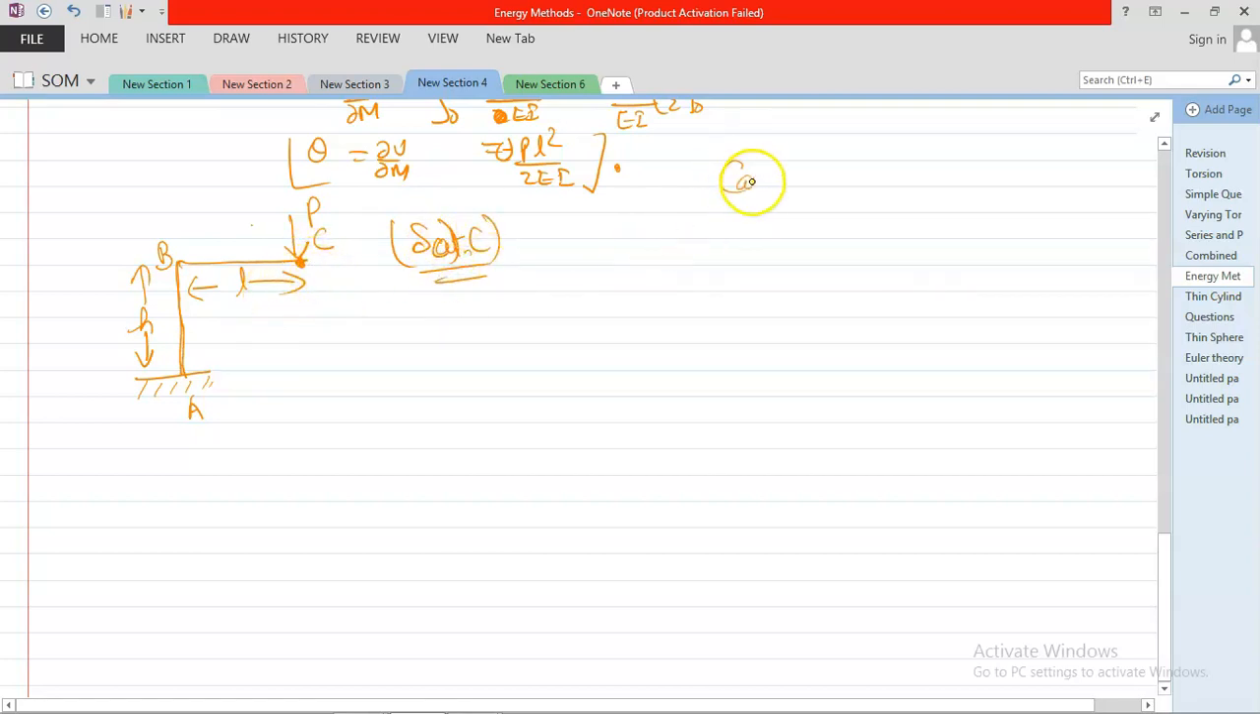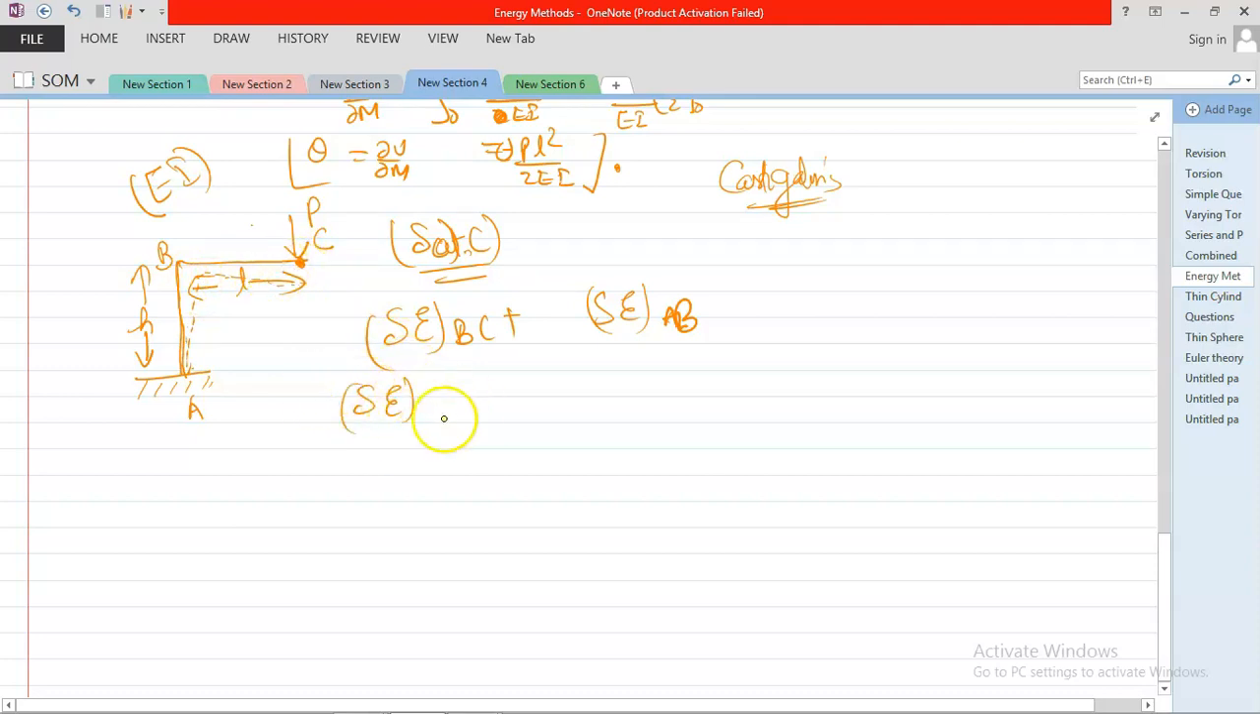How do you need to obtain it? Then we are going to use the same principle, Castigliano's theorem. So divide the structure into two parts, BC and AB, so strain energy in BC plus strain energy in AB. Both are the same material, so I take E and I as their properties. Now you can say, okay sir, we can take this portion as a cantilever, but what will you say about this? Because it will deform like this.